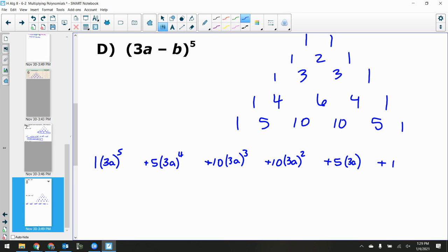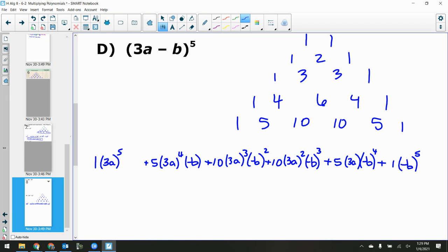Then you take your negative b, make it the highest power at the end, and work your way forward, decreasing in power by 1 until it's no longer there. And there's the setup. And now we simplify.